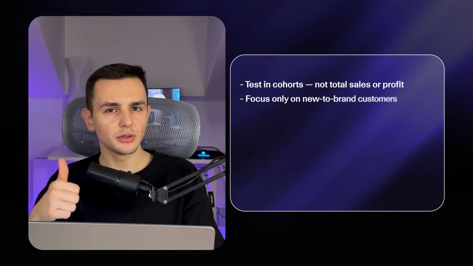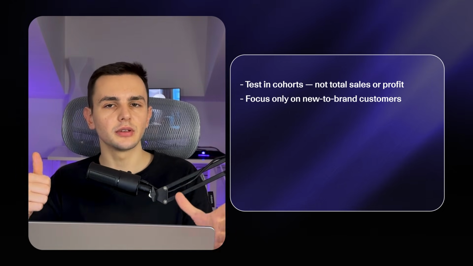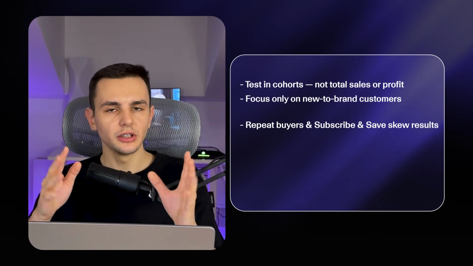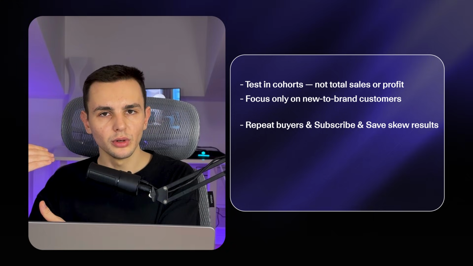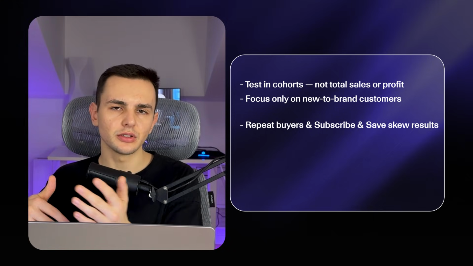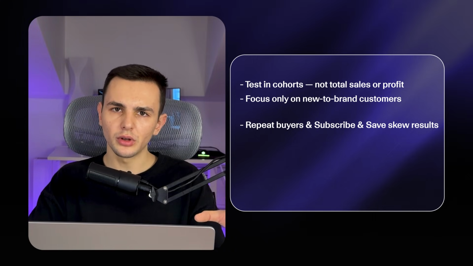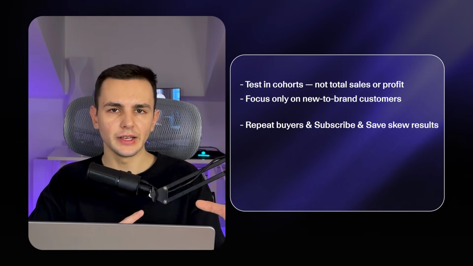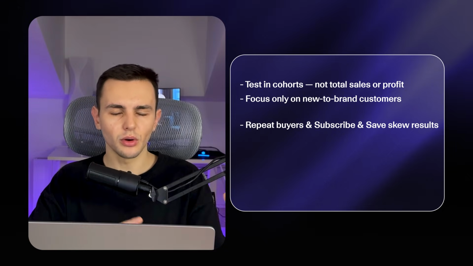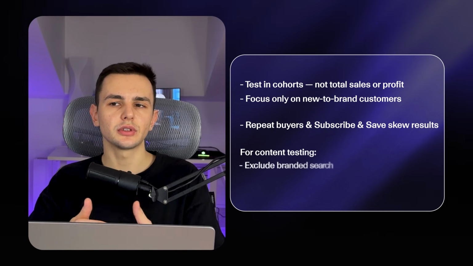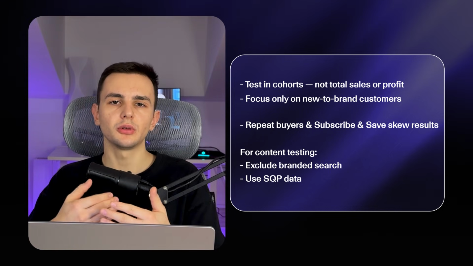So again, if you do any tests, do them in cohorts. Don't utilize your total sales, don't utilize your total profit. It contains repeat customers. They don't know that you did some changes. They're just buying your product on auto repeats, or they just utilize their previous purchases. It's super simple. You need to only utilize new to brand data for testing, or utilize cohorts, or you can utilize our tool. And then for content testing, make sure to exclude your branded search volume so you can utilize SQP reporting. I hope that makes sense.